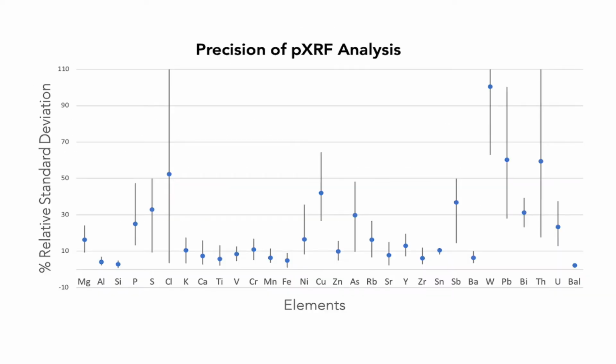So taking a look at precision of PXRF analysis, on the x-axis I have the elements, and on the y-axis I have percent relative standard deviation. For most of the elements, we're typically sitting around 30% or less relative standard deviation. Some of the lighter elements, like chlorine, or elements in lower concentration, have more of a range in the precision, but once again, 30% or less for most elements.